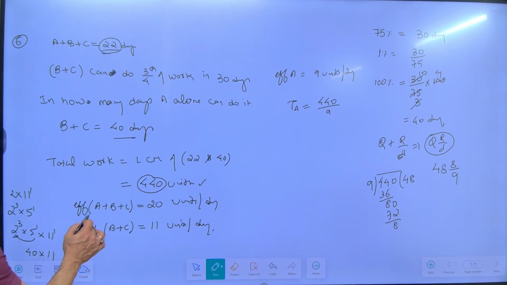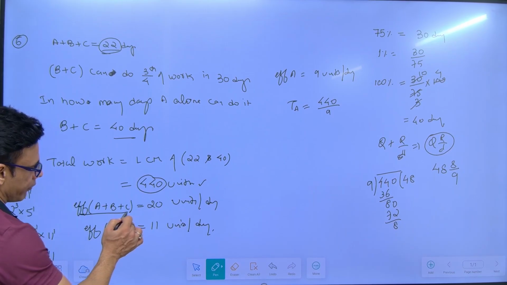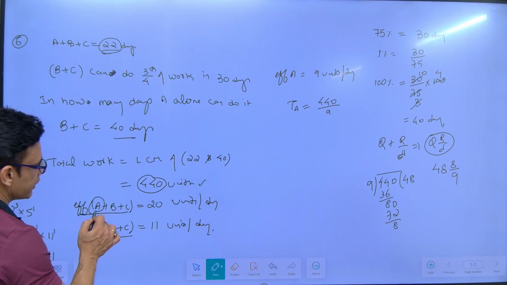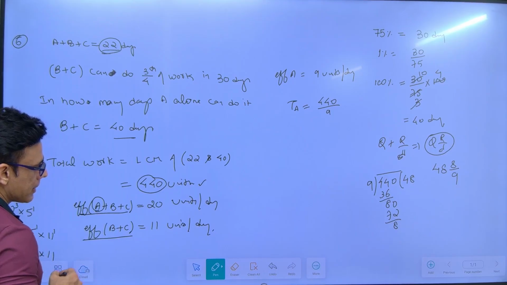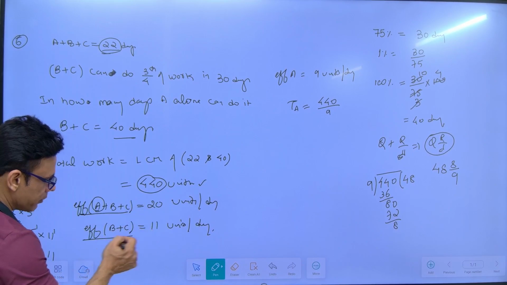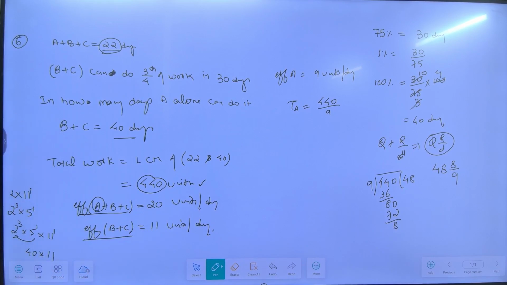What is the combined efficiency of A plus B plus C? What is the efficiency of B plus C? So what will be the efficiency of A? 20 minus 11. तीनों मिला के 20 यूनिट्स, बी और सी से 11 कर रहे हैं, तो ए 9 तो करेगा ही. Understood? Yes, minus करना है, simple.